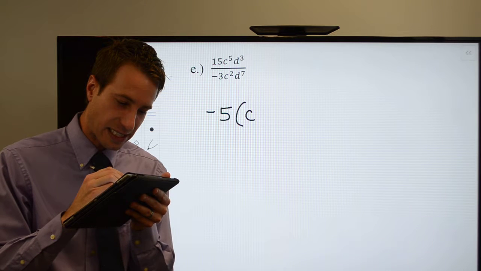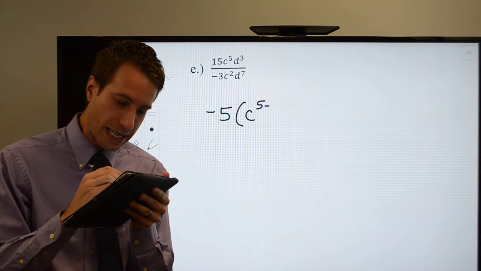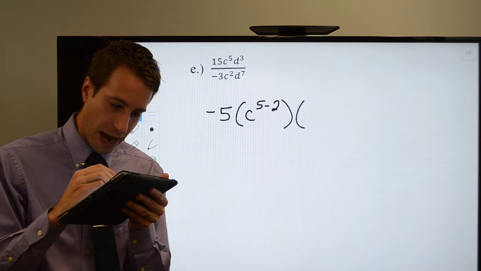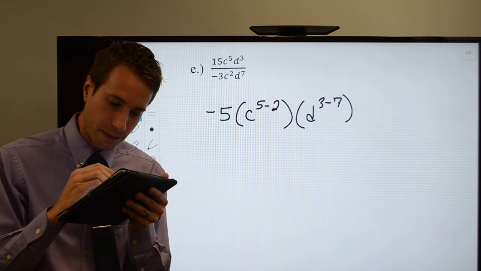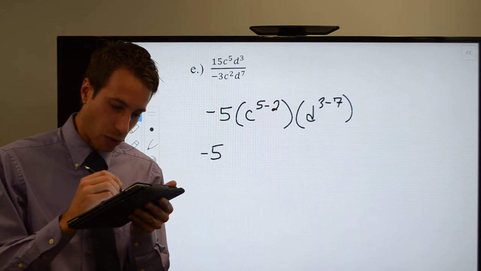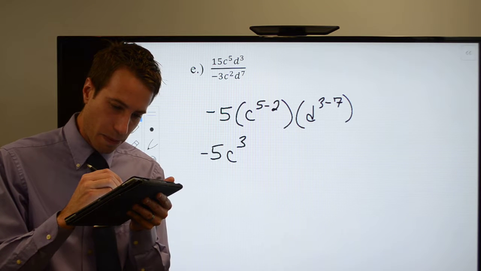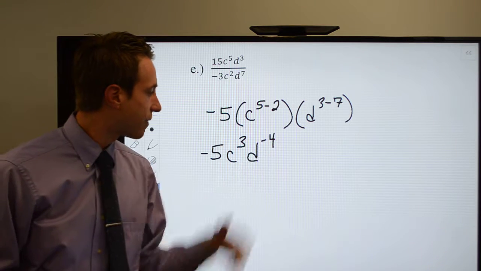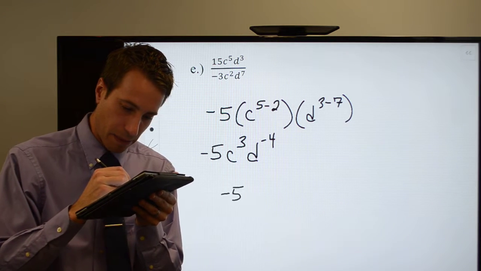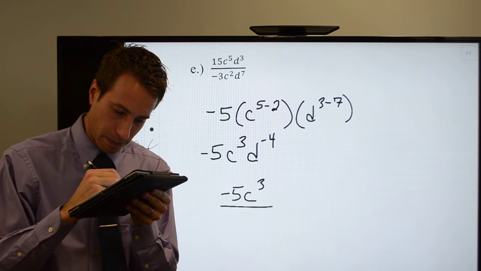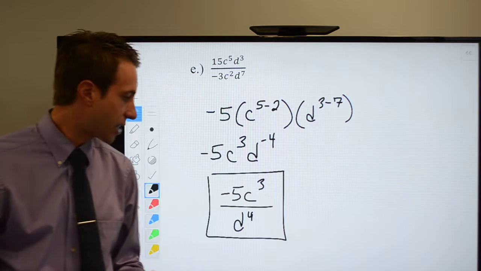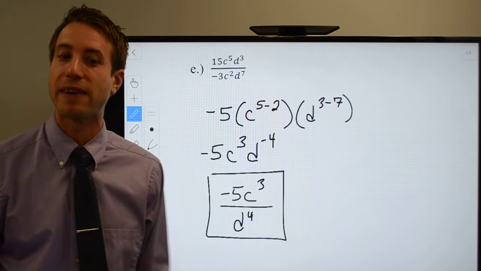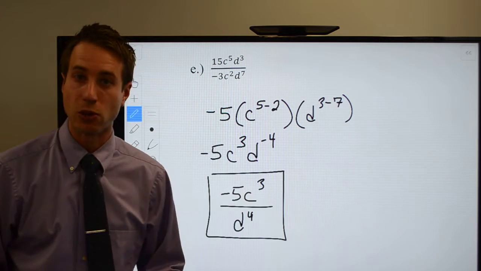So this is going to be a c raised to the fifth minus 2. And then I'm going to have d raised to the third minus 7. And then we go ahead and do all of that. So I have c to the third power and a d to the negative fourth power. I can't have negative exponents, so move that guy to the bottom. I have now reduced all of my fractions. I have gotten rid of my negative exponents and I don't have any like bases. That guy right there would be your final answer.